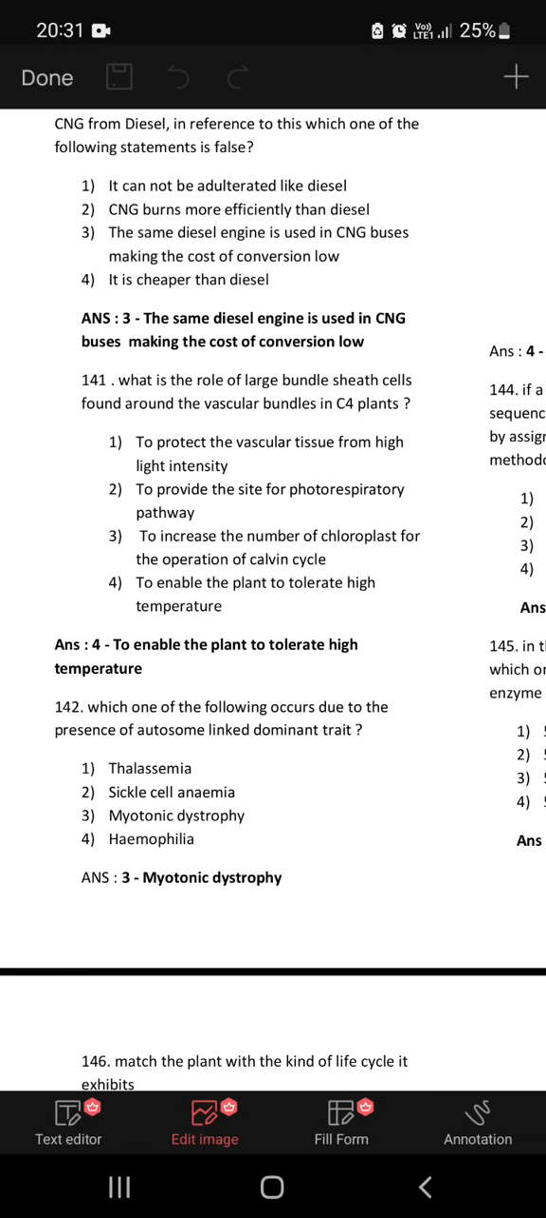Which one of the following occurs due to the presence of an autosome linked dominant trait? It is not a recessive trait, it is a dominant trait. Sickle cell anemia, thalassemia, hemophilia are all recessive traits, but myotonic dystrophy is a dominant trait. Autosome linked means non-sex linked chromosome, and that is a dominant trait.